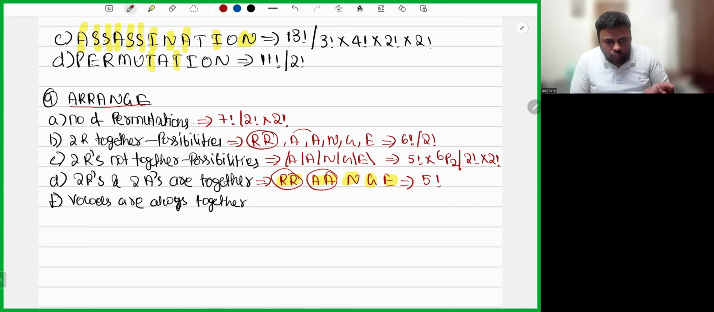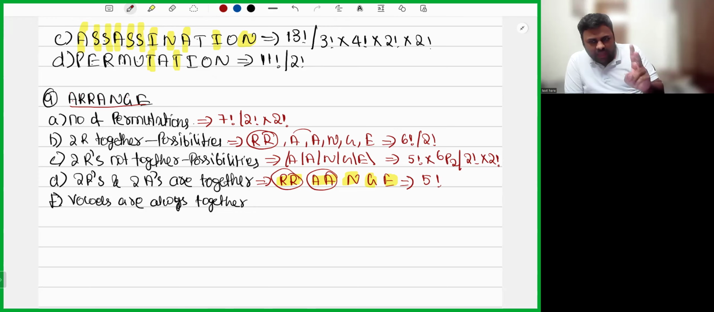Understand this point number C once again. 2 R's are not together. So A, N, G, E. 5 things I'll arrange in 5 factorial ways. In between them, how many gaps are there? 6 gaps are there. In these 6 gaps, I'll arrange the 2 R's in 6P2 ways. Now A is repeated 2 times, so divide by 2 factorial. R is repeated 2 times, so divide by 2 factorial.